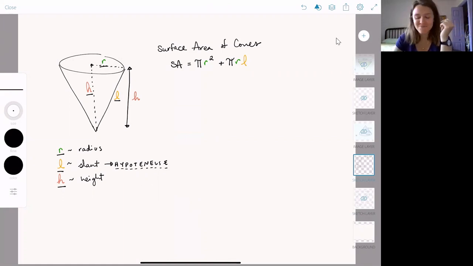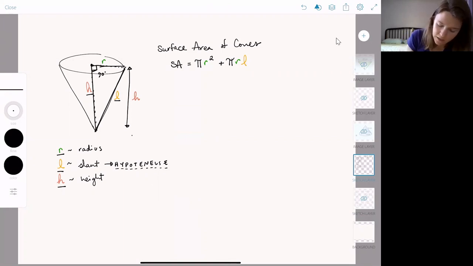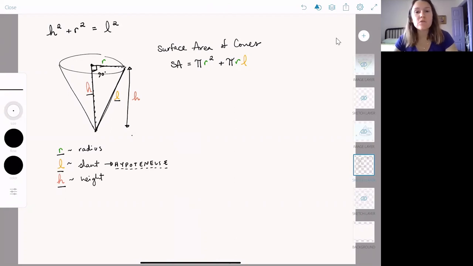Our hypotenuse. Because if I were to draw a straight line down here, a straight line across here, and then this line here, the three connect to create a right angle, and therefore a right angle triangle, which we can solve using Pythagoras' theorem. Now, if you'll remember, h squared plus r squared equals L squared. That is going to be the equation that we will use, but not right away, okay?